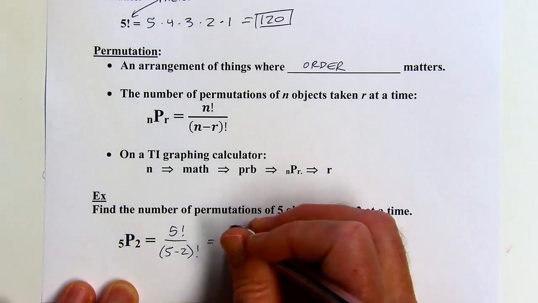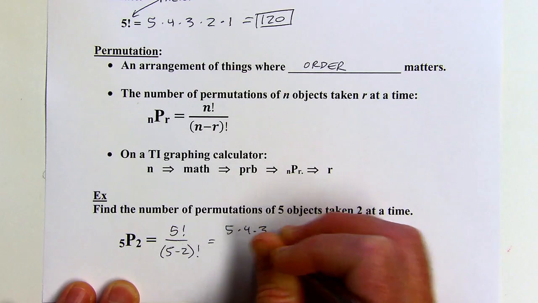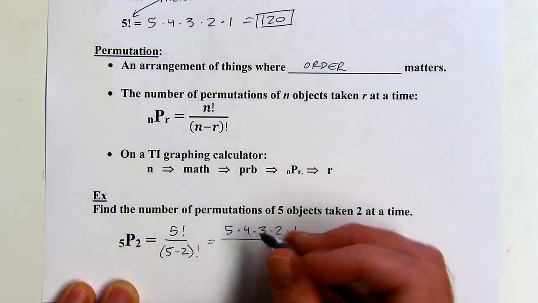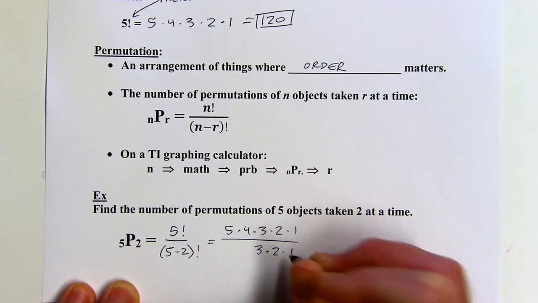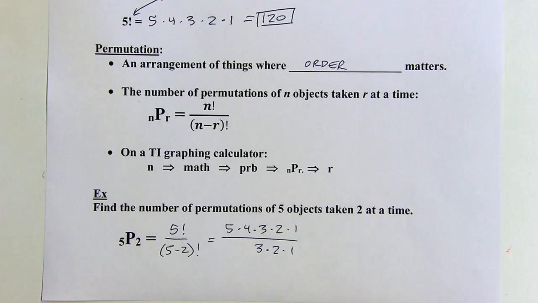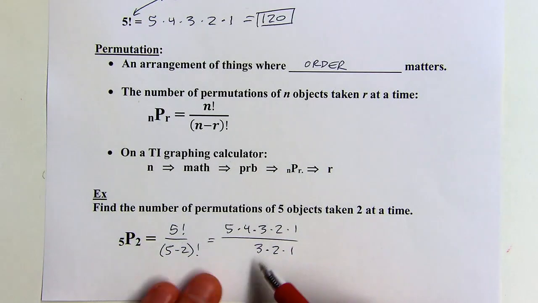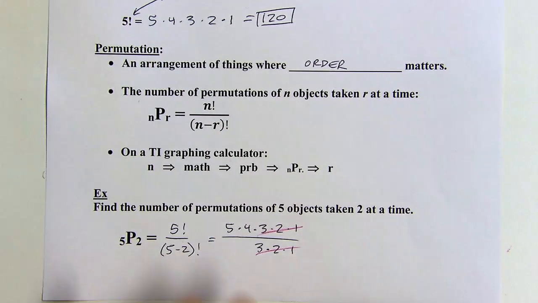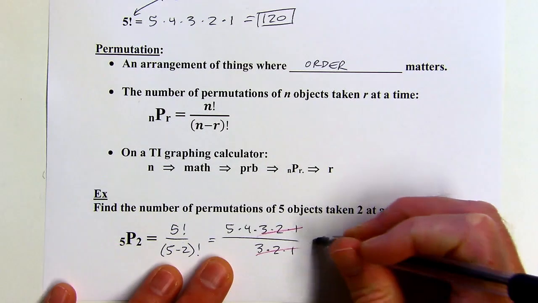Okay, so on top this means 5 times 4 times 3 times 2 times 1. On bottom this would be 3 factorial, which is 3 times 2 times 1. So actually this one is pretty easy to do without a calculator because, hey, the 3's, the 2's, and the 1's are all going to reduce. They're all going to cancel, and then I'm just left with 20.